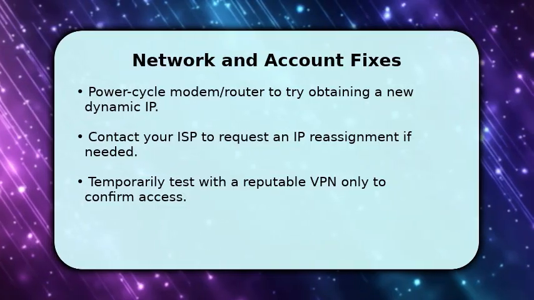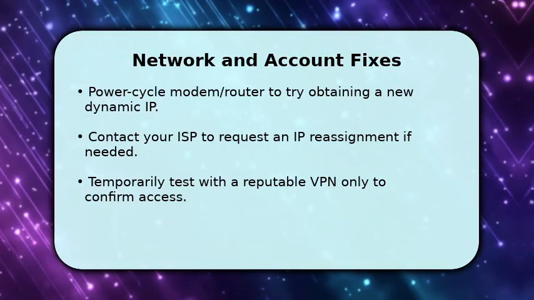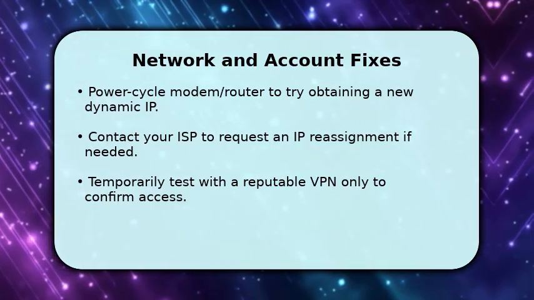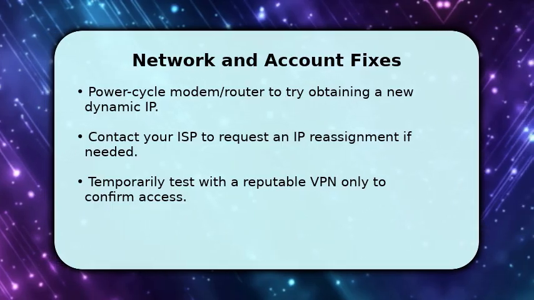First, power cycle your modem and router. Many ISPs issue a new dynamic IP after a shutdown. If that fails, call your ISP and request IP reassignment. Explain you need to resolve an access issue.